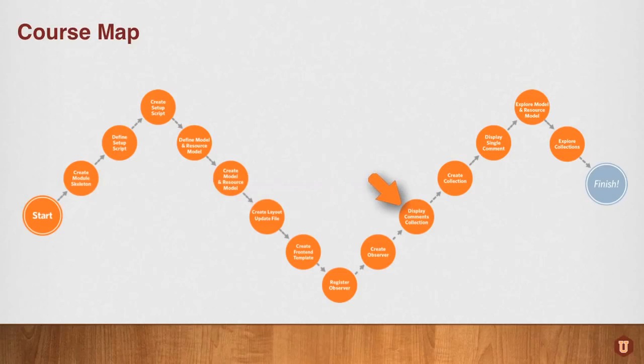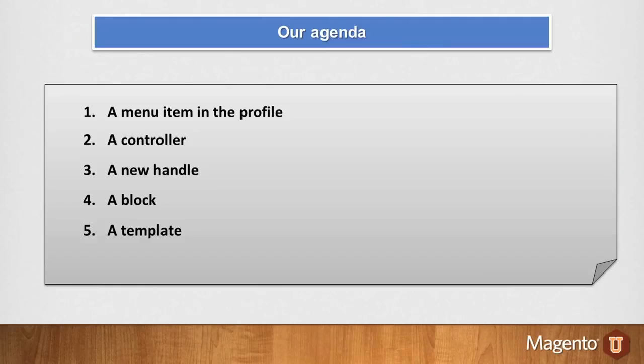In this video, we add the functionality to show comments for a customer in his or her profile. To get this functionality, we need a number of items, all for the front end: a menu item in the profile via the Layout Update file, a controller, a new handle in our Layout Update file, a block, and a template.